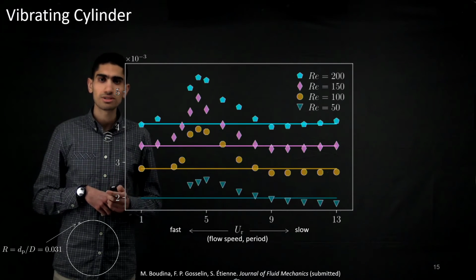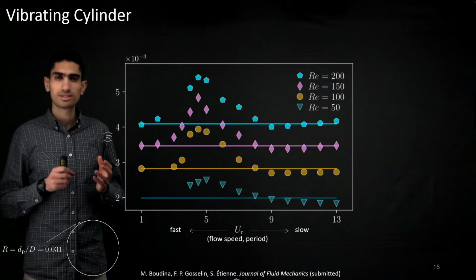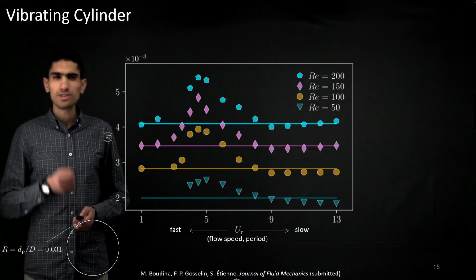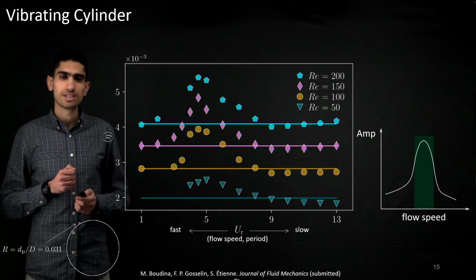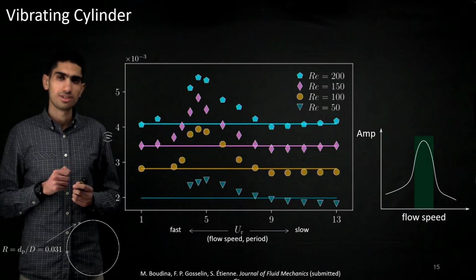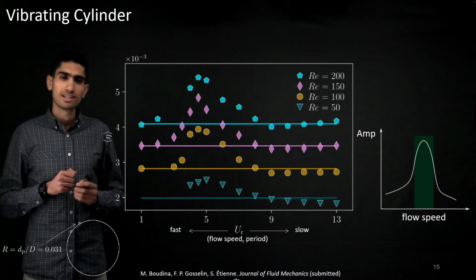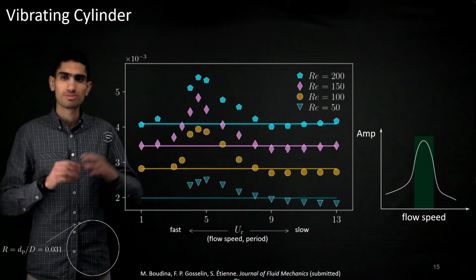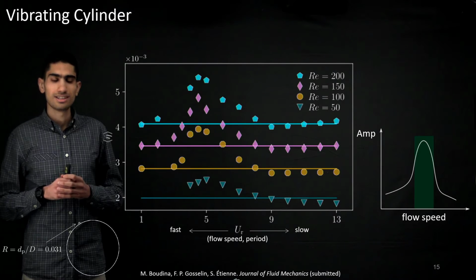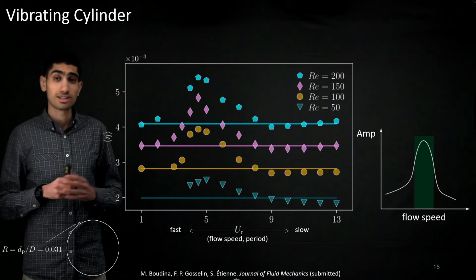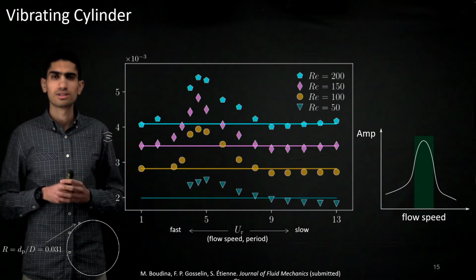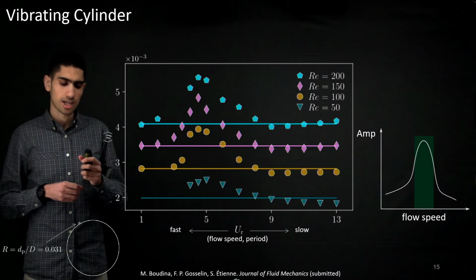And we did that for other Reynolds numbers, and we got the same pattern. We always have this bell-shaped curve. And if you recall the curve of the amplitude versus the flow speed during VIV that I showed you earlier, that's also a bell-shaped curve. So it seems that there's a sort of correspondence between the capture rate and the motion of the cylinder, and indeed that's what we found. We've got some correlations between the kinematics of the cylinder and the capture rate.